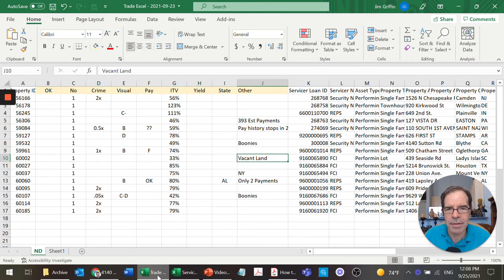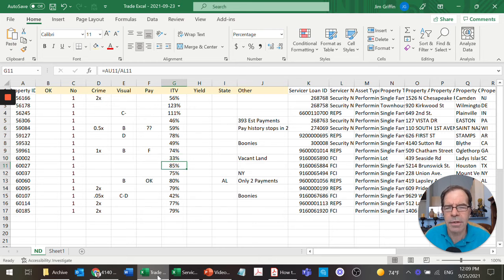Here's one that I looked up and it turned out to be vacant land. Vacant land is a wonderful thing. It's a kind of investment strategy that I believe in. We could all talk about vacant land. There's a way to buy it that makes a lot of sense, but not just some random note that's secured by vacant land. No. I'm not interested in that.